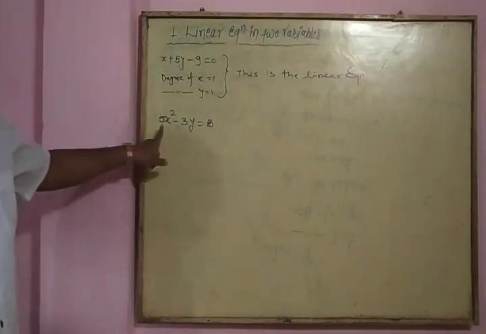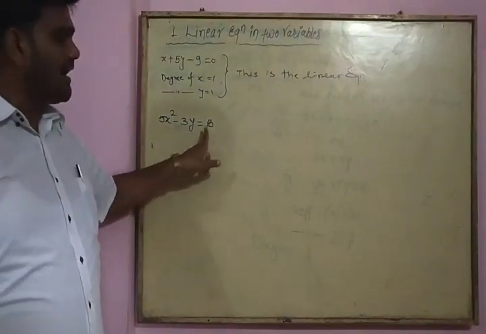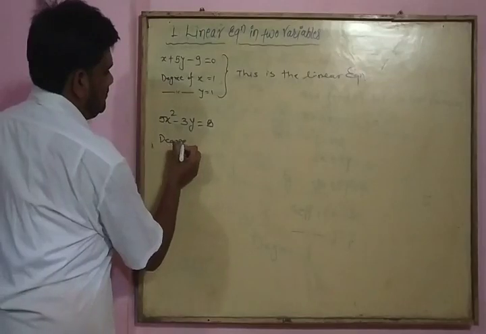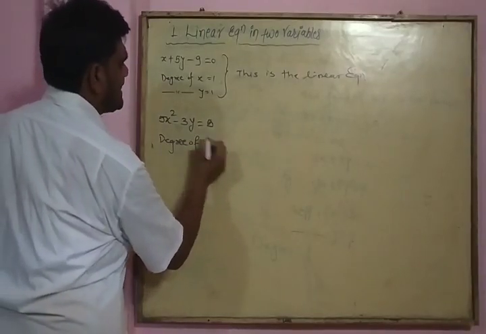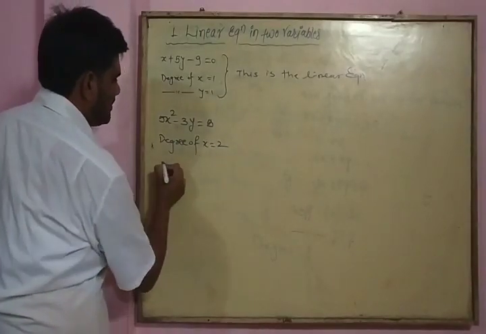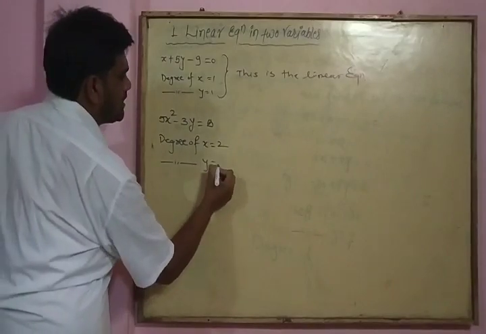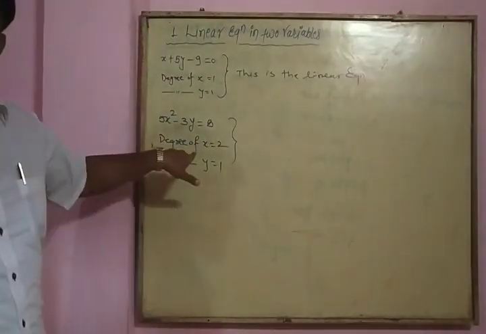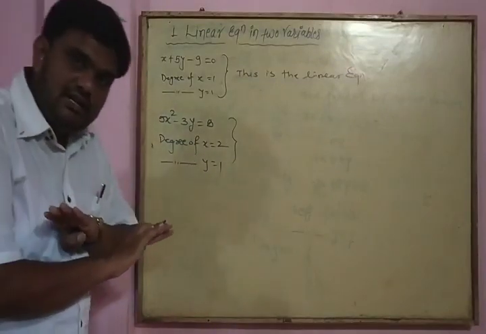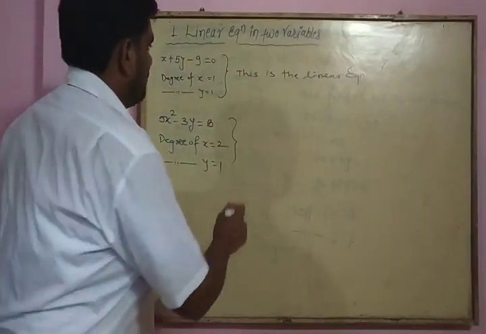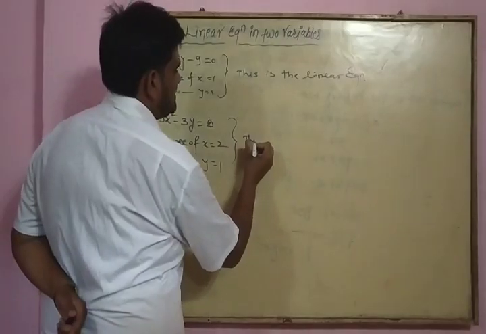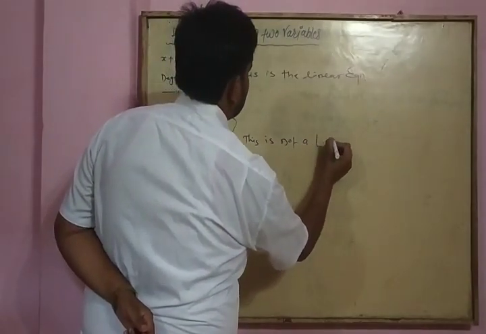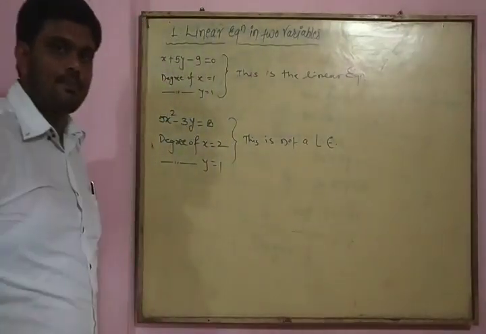Now 5x² − 3y = 8. Now the degree of x is 2, and the degree of y is 1. So the degree of x is 2, which means it is not a linear equation. This is not a linear equation.